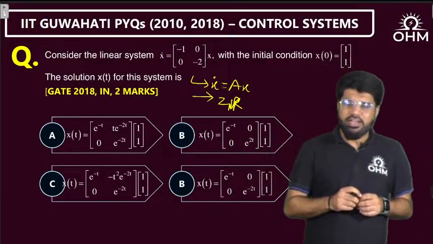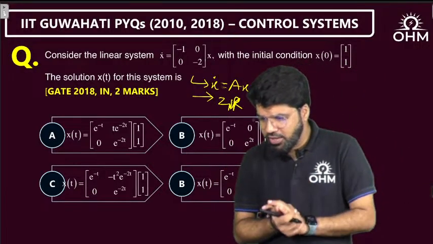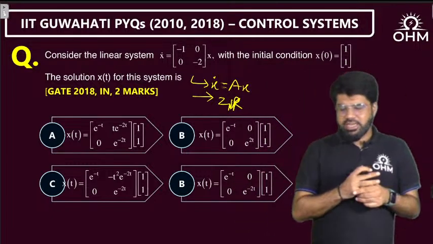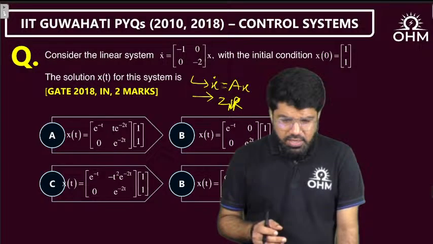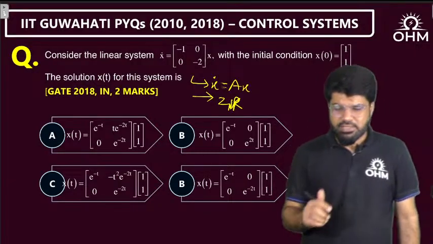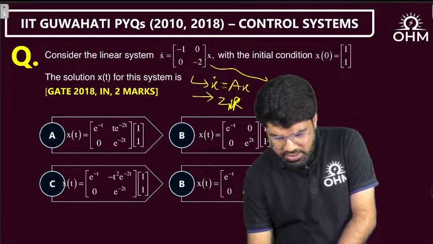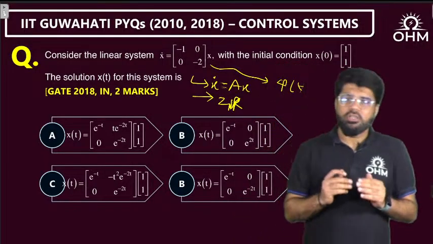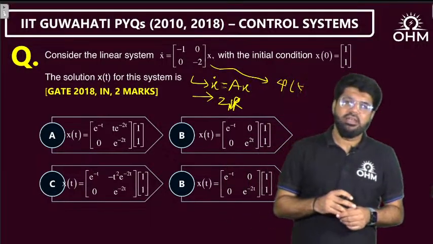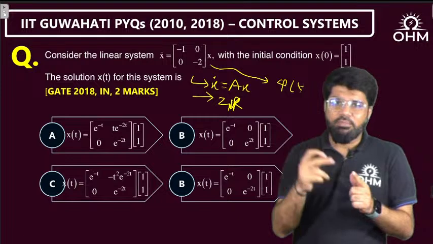The shortcut you should know if you have learned about state transition matrices is that whenever the matrix A is a diagonal matrix, the state transition matrix is also a diagonal matrix, with the diagonal entries e power lambda 1 t, e power lambda 2 t, like e power minus t, e power minus 2t. The answer will be D. This is option D. Correct answer will be D.